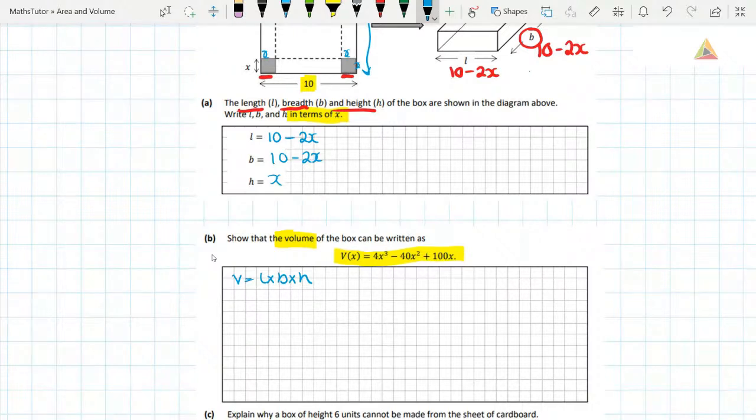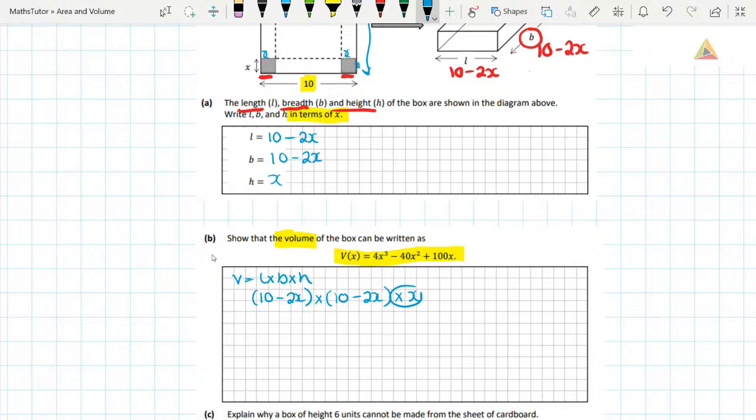So we're going to just use our figures that we had. So our length was 10 minus 2x, our breadth was 10 minus 2x, and our height was x. So I'm going to multiply these 3 dimensions, and that's going to give me the volume of the box. So there's a little bit of algebra involved here, because I have 2 brackets and I want to multiply them, and then I want to multiply that answer by x.